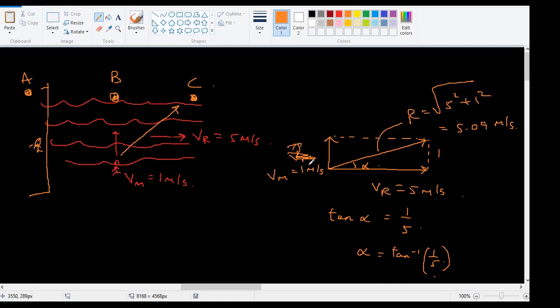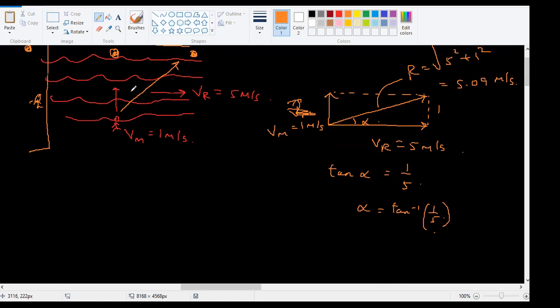Listen carefully. Since the effect of the river is very high and the effect of the man is very low, he is getting pushed too much this way. He will go very far away from here. But what if the river effect was less and the man's effort was more? Then it will look something like this.